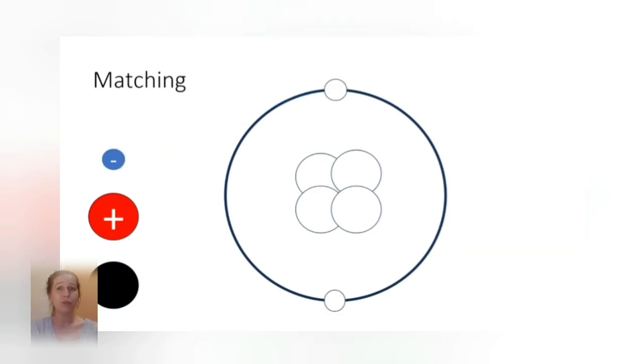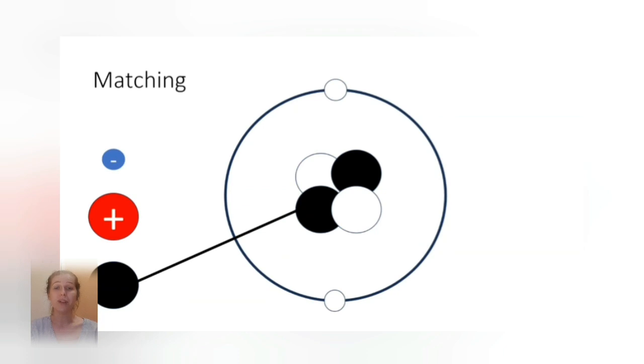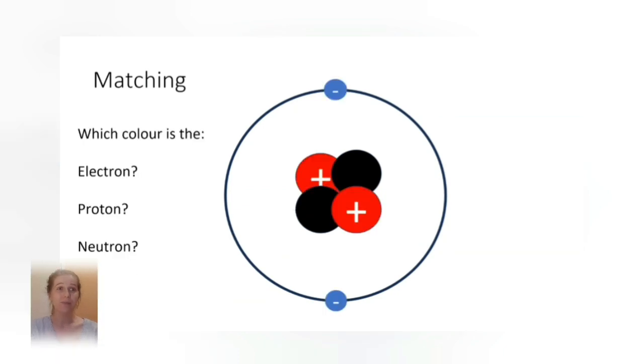Where would the protons go? They would go inside the nucleus. And where would the neutrons go? They would go inside the nucleus as well.